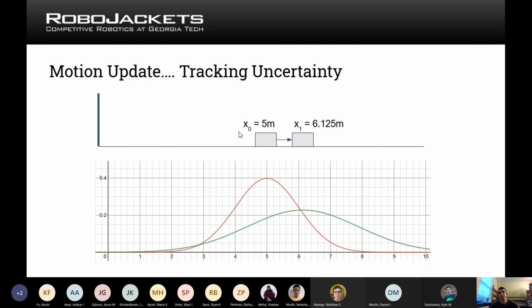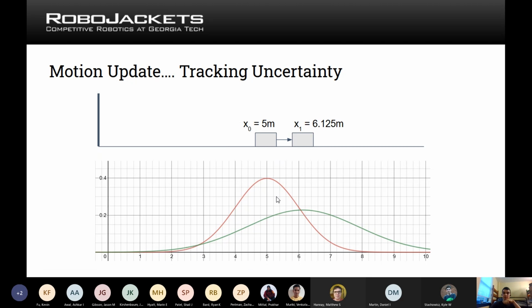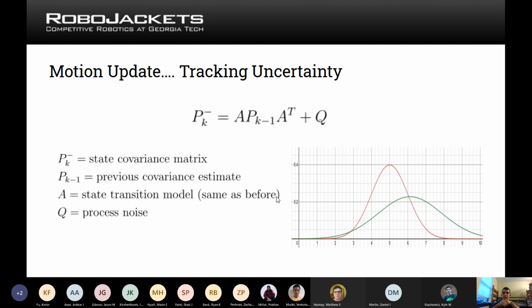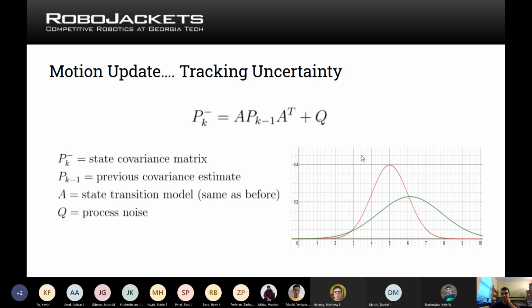As we move, though, like I said earlier, we're also losing information, right? So what's happening is this curve is getting flatter. We moved from 5 to 6.125, but we're now less certain about where we are. And we need a way of representing this so that our model understands that we are less certain and can take this into account. And so the second part of the motion model is to calculate a new covariance matrix of the estimate that we previously calculated.